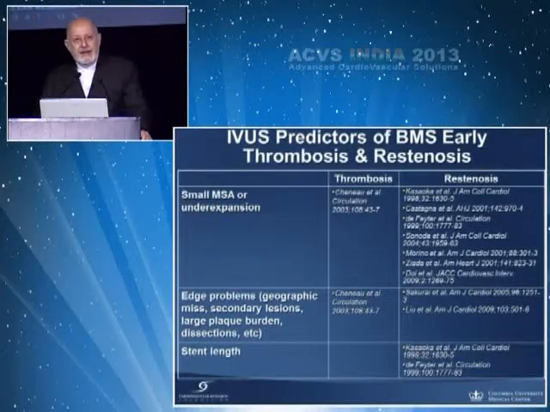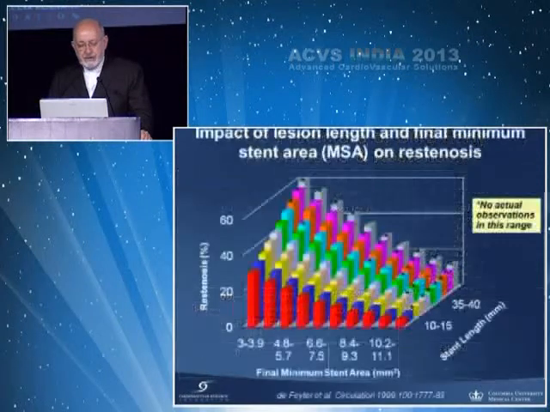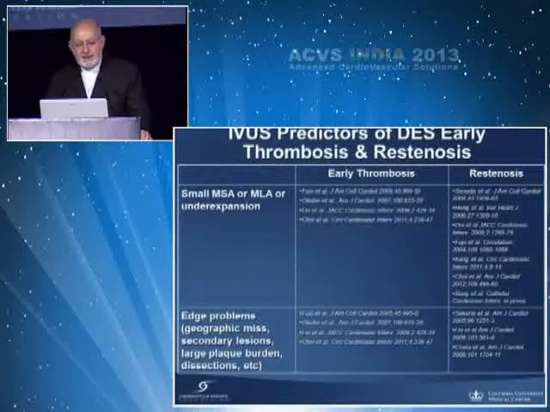In terms of predicting adverse events with stent implantation, we have robust data with IVUS in terms of bare metal stents showing that stent underexpansion, edge problems, and stent length predict early thrombosis as well as restenosis. And a meta-analysis of 7 randomized trials of IVUS versus angiographic guidance in the bare metal stent era shows that IVUS guidance reduces restenosis, repeat revascularization, and overall MACE with no impact on myocardial infarction and death.